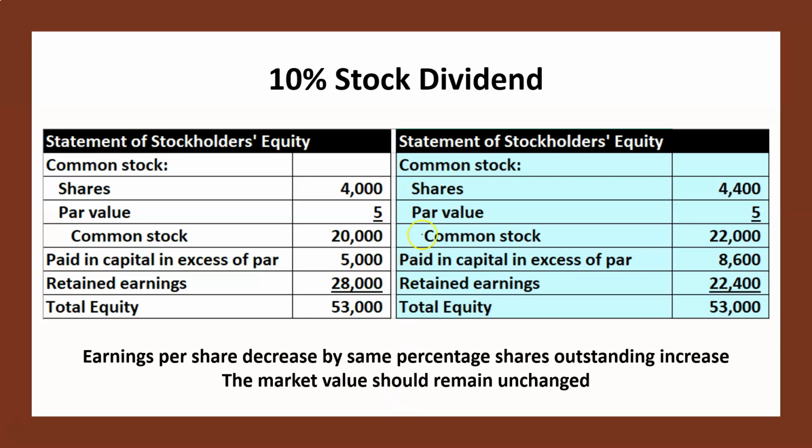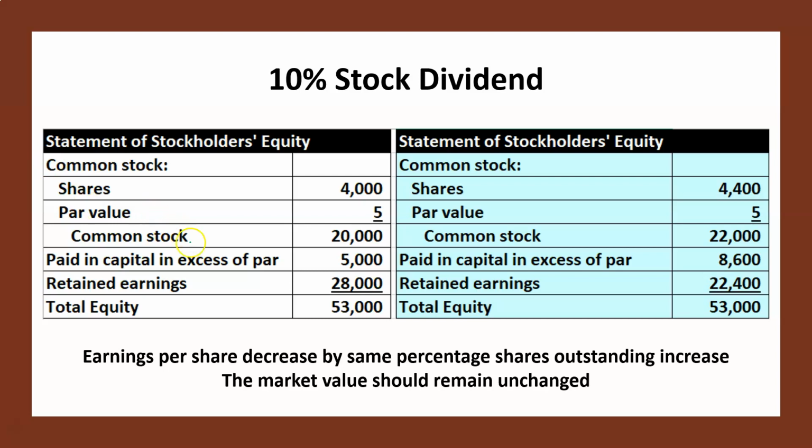So we have the 10% stock dividend. This is where we stand before the stock dividend, and we won't go into all the details here, just a quick overview of the accounts that would be affected. This is the statement of stockholders' equity portion, or the equity portion of the balance sheet, remembering that the accounting equation is assets equal liabilities plus equity, which can be reformatted as assets minus liabilities equal equity.